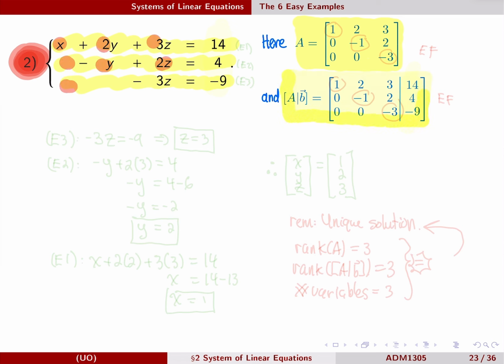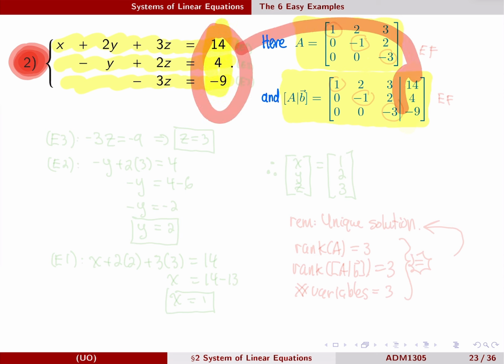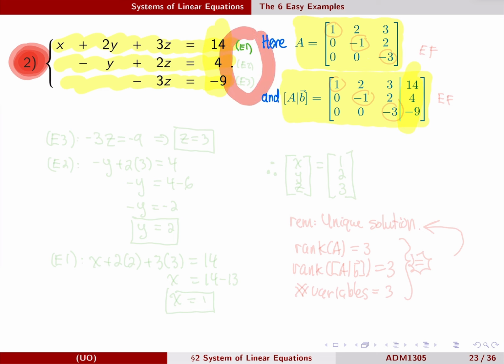And then the augmented matrix, which starts with the exact same matrix A, with an extra column, using 14, 4, and minus 9. And you're getting 14, 4, minus 9 for the last column of your augmented matrix. So those are your matrices. So now let's find the solution of that system. So again, here, I really like to label my equations. So let's call them E1, E2, E3.